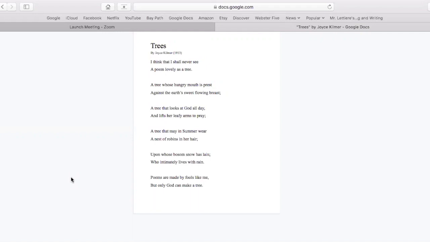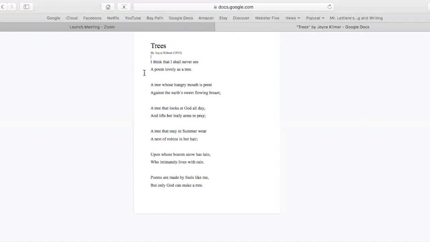Trees by Joyce Kilmer. I think that I shall never see a poem as lovely as a tree whose hungry mouth is pressed against the earth's sweet flowing breast, a tree that looks at God all day and lifts her leafy arms to pray, a tree that may in summer wear a nest of robins in her hair, upon whose bosom snow has lain, who intimately lives with rain. Poems are made by fools like me, but only God can make a tree.